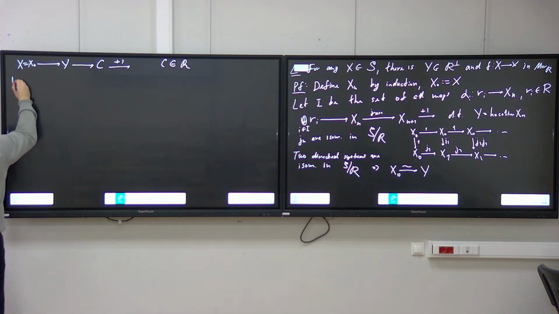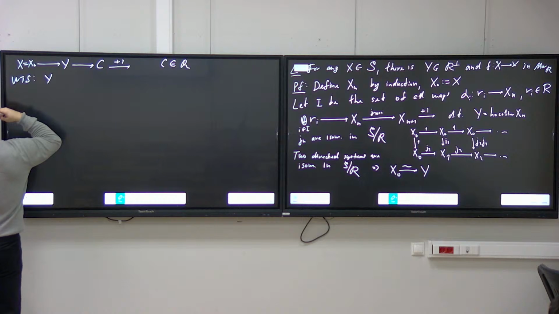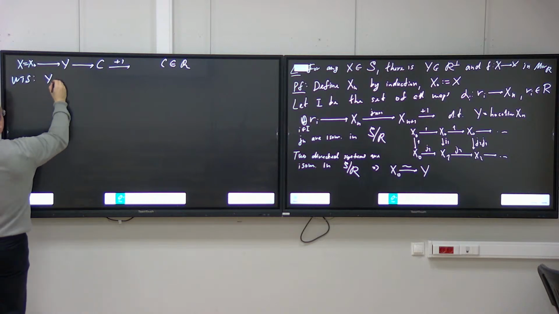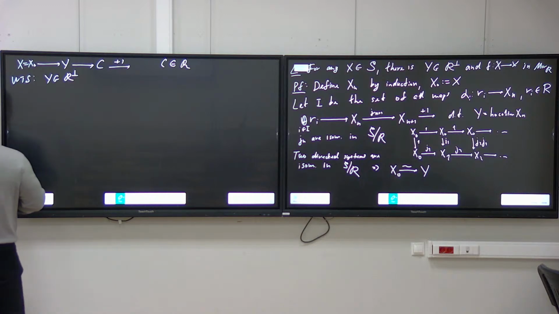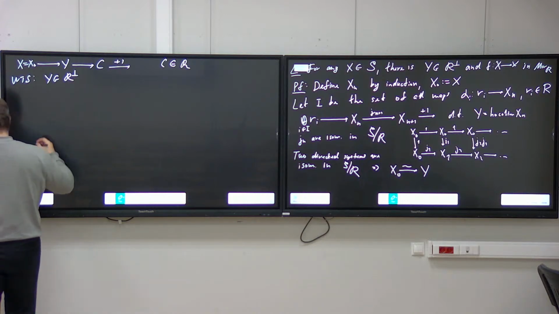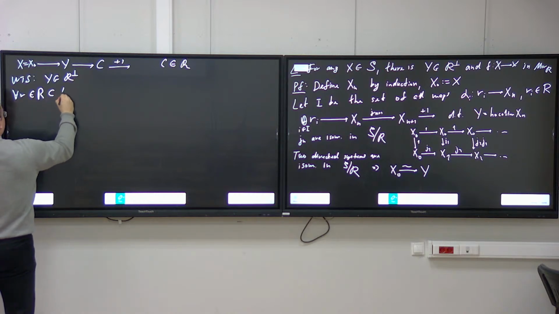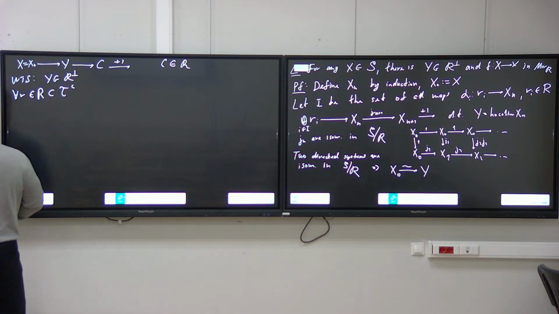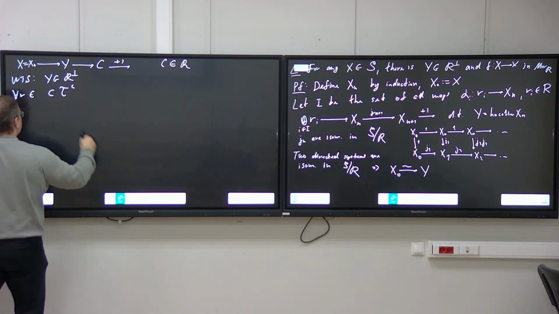So what we want to show next is that the object Y, this colimit of the X, is in the right orthogonal to the R. Okay, to do this, for any little r in the set R, which is just a subset of compact objects, well, I need to rewrite this.